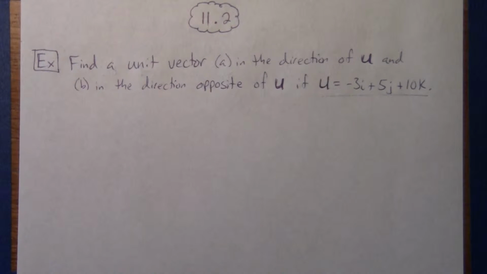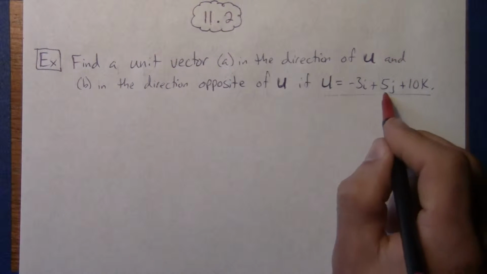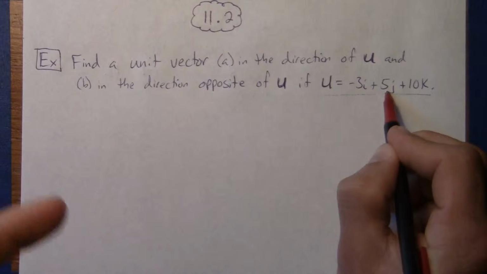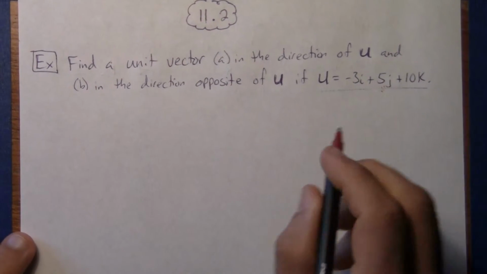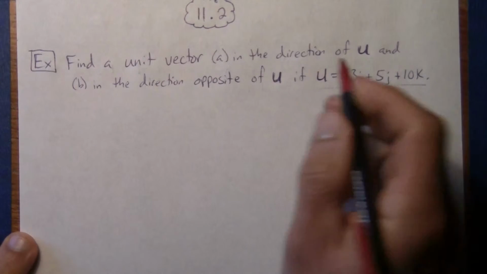So for it to be the same direction, I want to keep these coordinates basically the same. I'm just going to find this one's unit vector. If I find the unit vector for this, it's still going to be going the same direction. So it's basically just asking to find the unit vector. So that would mean I need to find the length of that, or the magnitude of it.